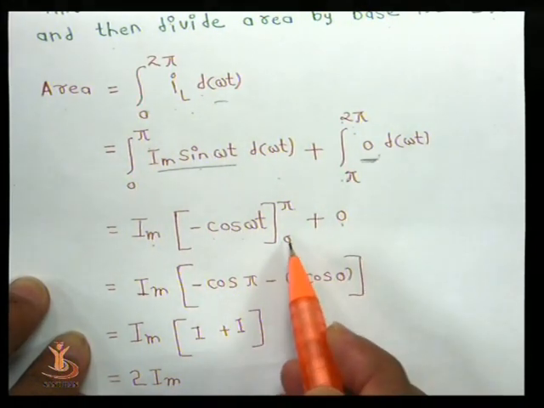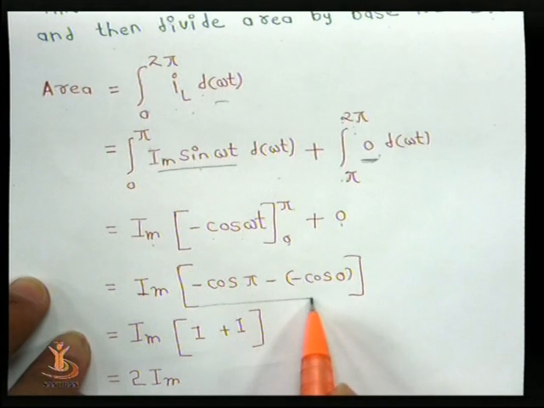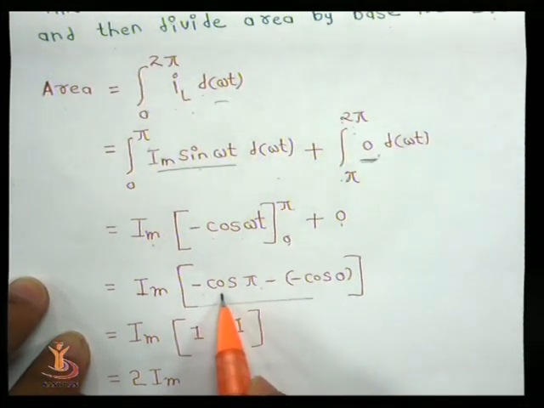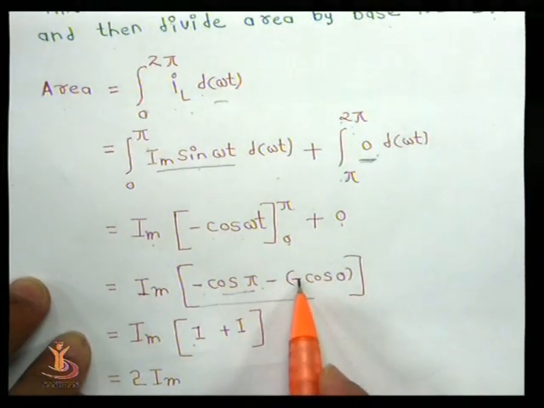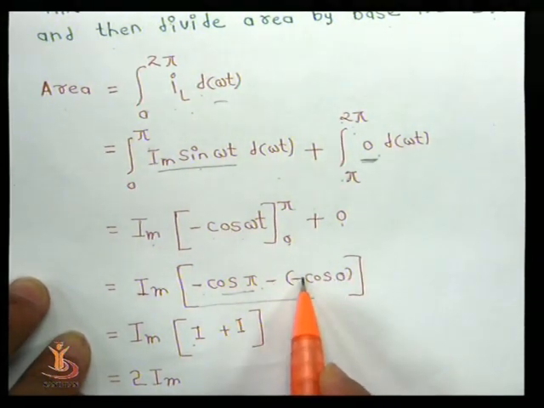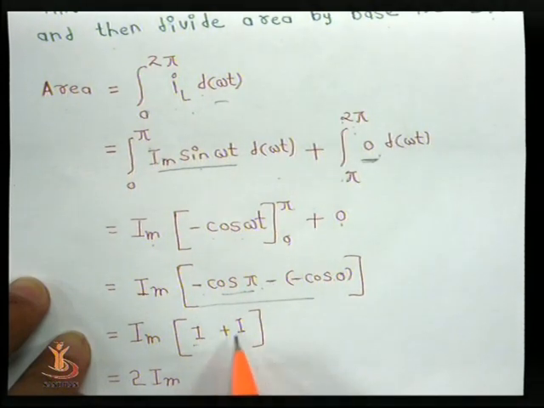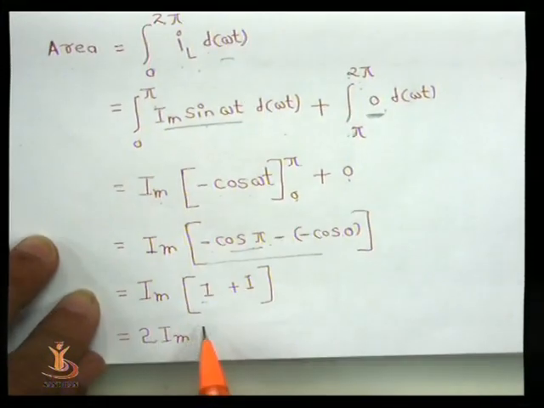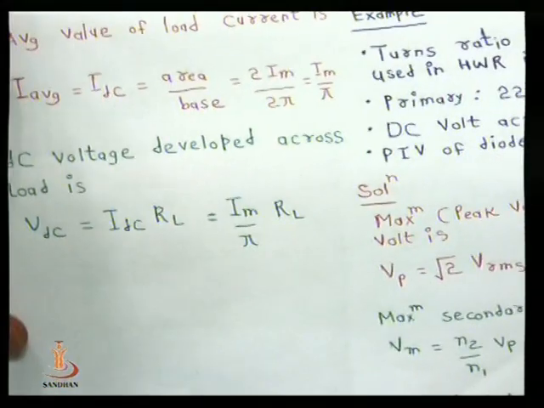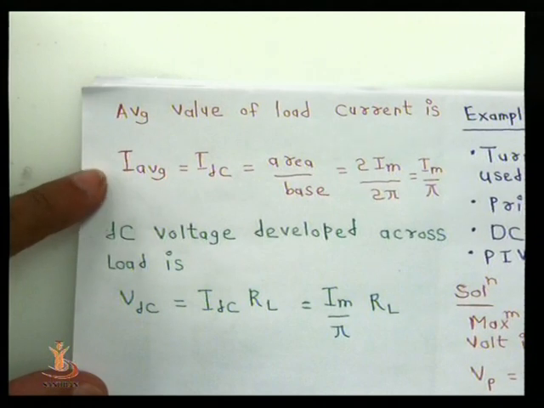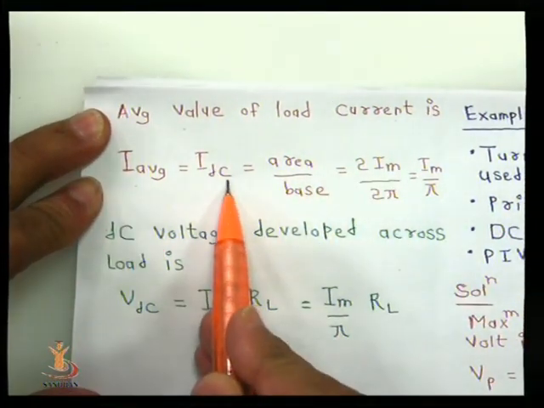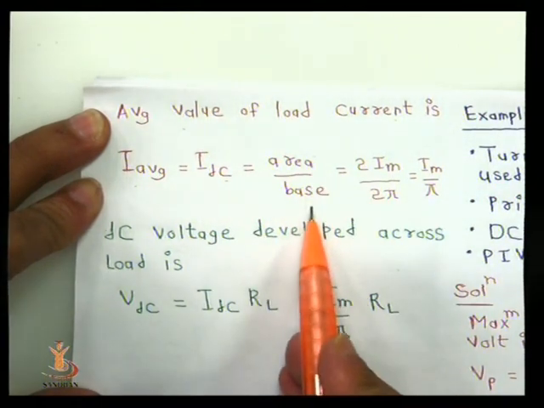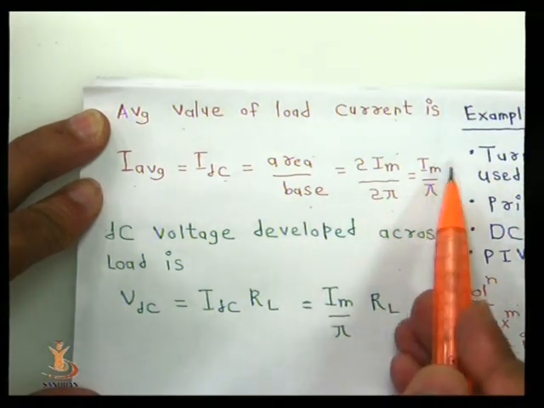If you place the limits 0 to pi, you get minus cos pi, which is minus minus 1, so minus into minus becomes plus; minus cos 0 is minus 1, into minus is a plus. So 1 plus 1 is 2 Im. So the average value of the load current is I average equal to IDC equal to area upon base equal to 2 Im by 2 pi equal to Im by pi.